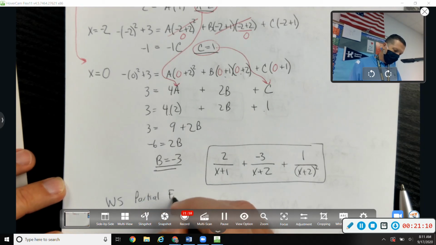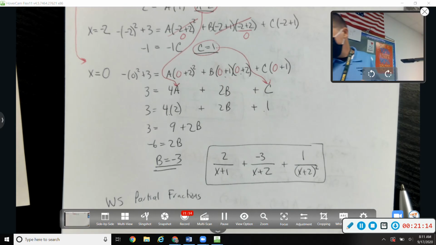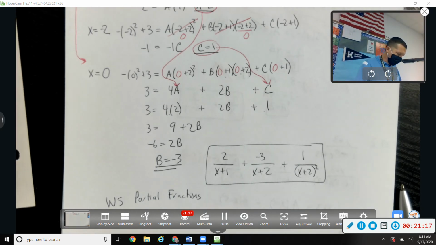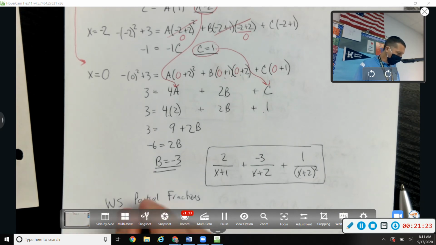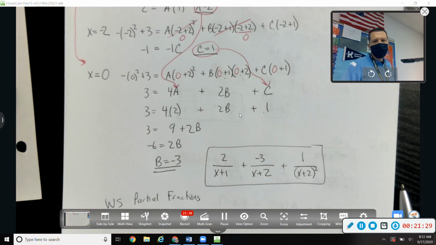All right, the assignment is the worksheet on partial fractions. So you can print it. There's some factoring to do, and there's a few that are like this last example. So try those. I'll post some answers at some point, and we'll work a few tomorrow in class together.